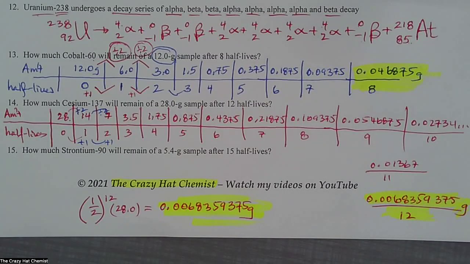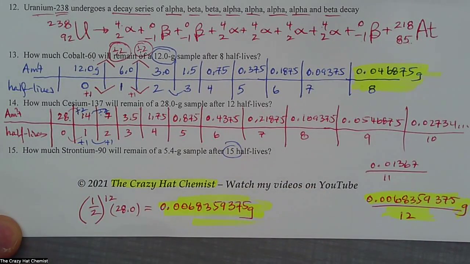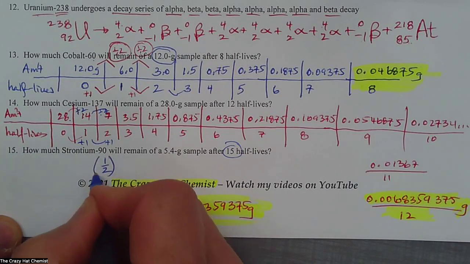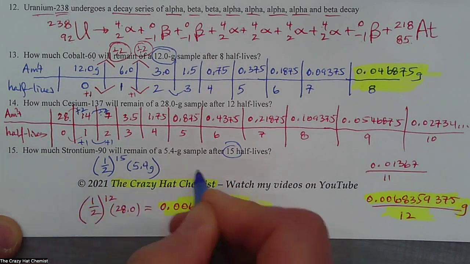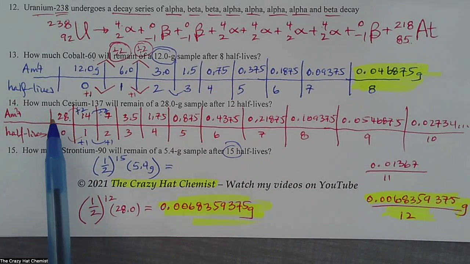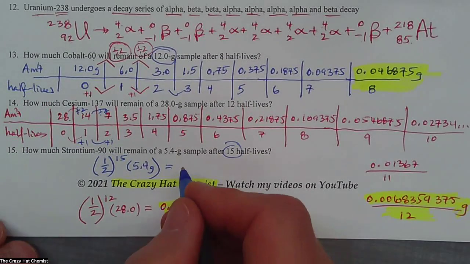All right. Now what we're going to do is we're going to do another one here. We're going to do our last problem. I'm going to show you this same process right here with this last problem. So because the number of half-lives is 15, 1/2 to the power of 15 times 5.4 grams. Okay, and if you want to, you should do this little table and you should be able to get the same number that I'm going to get here. So it's 1/2 to the power of 15 times 5.4, and that will equal the following number.